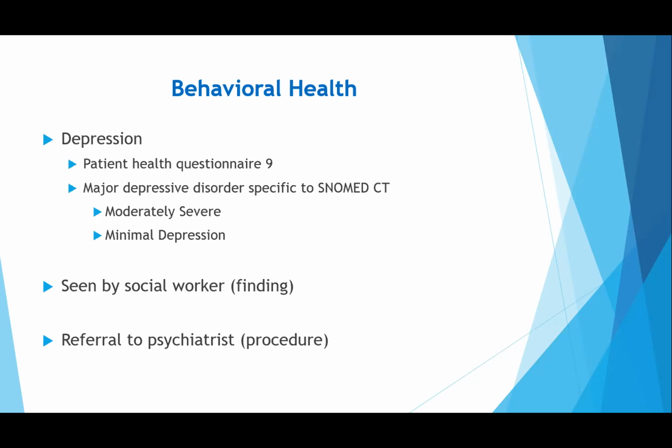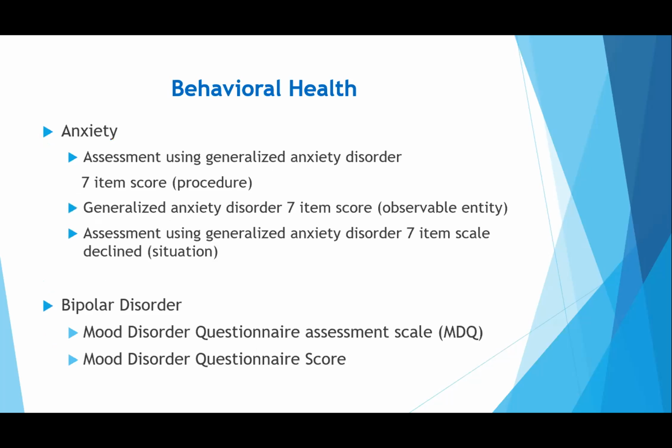So the first example here is for depression. For our clinic, we utilize the Patient Health Questionnaire 9. So we use the procedure and the observable. And with SNOMED CT, we were able to document the specificities for moderately severe and minimal depression. And those are in SNOMED CT. And also was the patient being seen by the social worker and the referral to the psychiatrist.